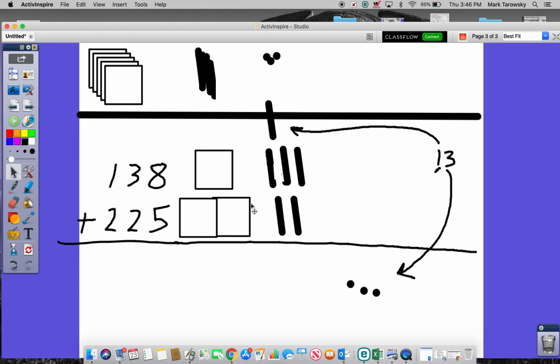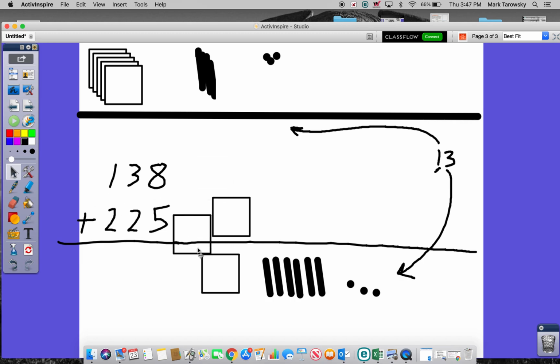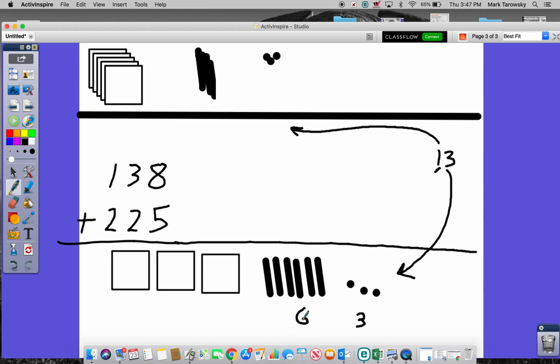So now we can add all of these groups of 10. One group of 10 plus 3 plus 2, and that's going to give us 6 groups of 10. Our hundreds place, we've got 1 plus 2, 100 plus 200, and 100 plus 200 is going to give us 300. So now we have 6 groups of 10 and 300s for 363. I'm just going to put that right here, 363.